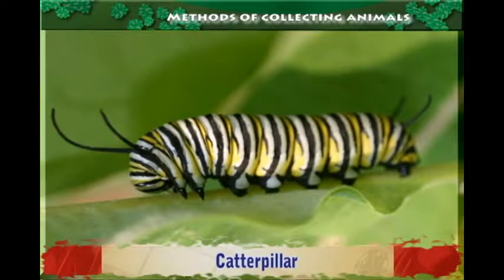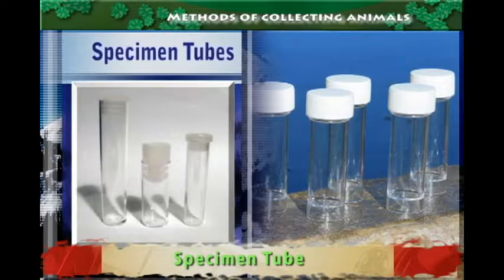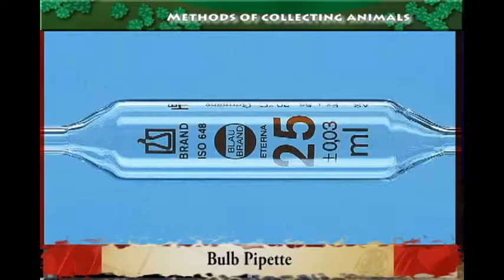And then we can also use specimen tubes. Specimen tubes help us to fix the organisms inside. Then we can also use the bulb pipette. A bulb pipette can help us, for example, when there is an insect in water, we can open the other end and allow the insect to enter into the bulb pipette.